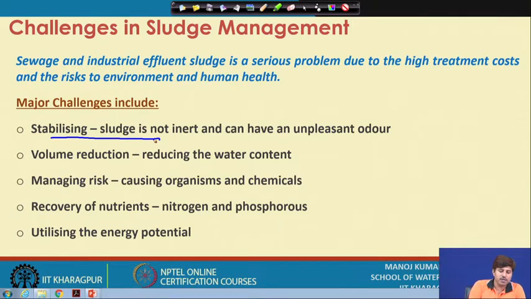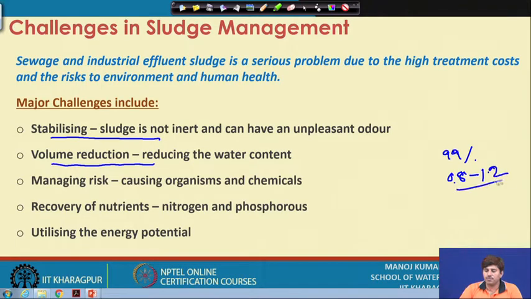Then we have volume reduction, another major challenge, because as we were just discussing, the water content of the sludge, let us say for secondary treatment sludge, is as high as 99%. The solid content is in the range of 0.8 to 1.2%, so roughly an average value of around 1%. That means 99% is water, and you can imagine the quantity which is being generated. Similarly, from the primary sludge, more than 95% is actually water.